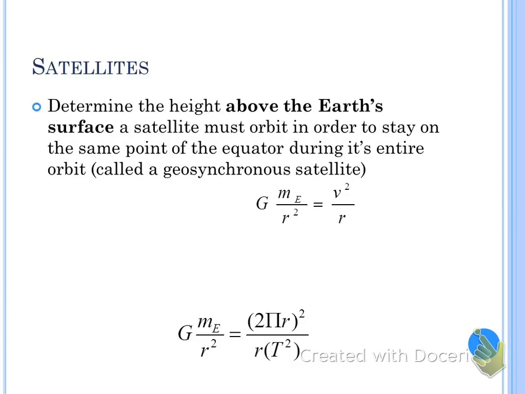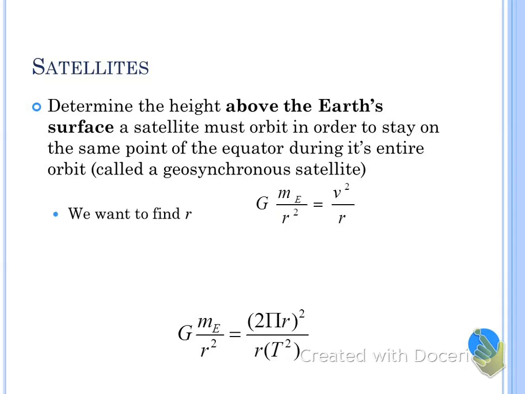Determine the height above the Earth's surface a satellite must orbit in order to stay on the same point of the equator during its entire orbit. We call this a geosynchronous satellite. That means it's moving at exactly the same speed as the Earth, essentially. As the Earth rotates, the satellite has a point fixed on the Earth. Not necessarily at the same speed because the radius is different, but it's going to orbit so that it's looking at the same exact point on the Earth the whole time. We call that a geosynchronous satellite.